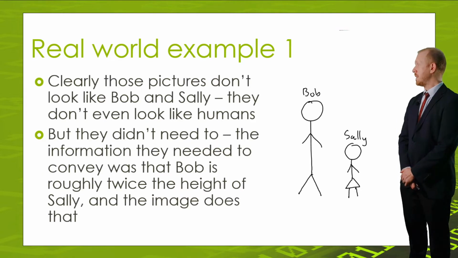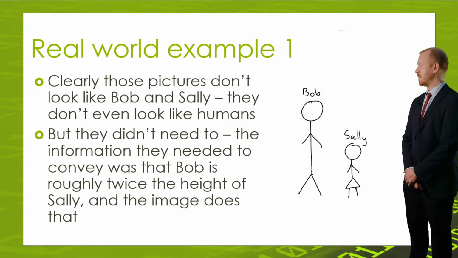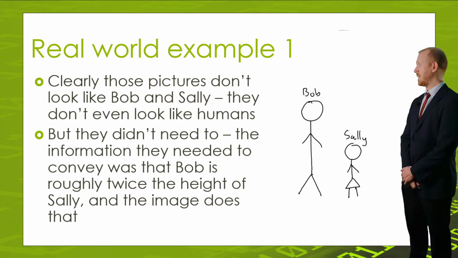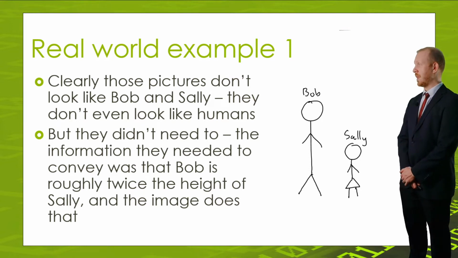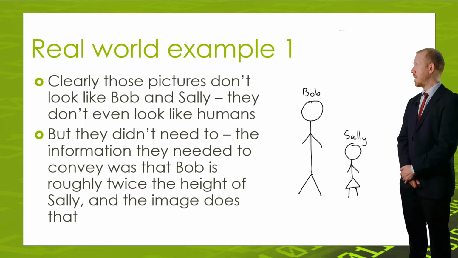Now bear in mind, they don't look like Bob and Sally. They don't look like humans. Humans don't have perfectly circular, round heads. They don't have stick-thin features. But that's enough for us to identify that those are two people, and crucially, that Bob is roughly twice the height of Sally, which was the thing we were trying to get across.